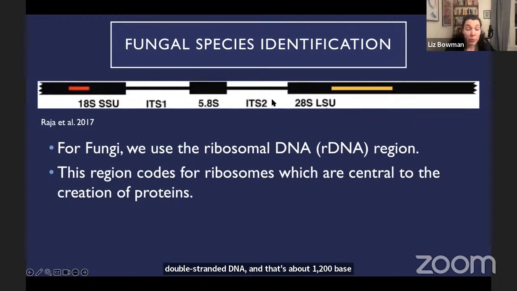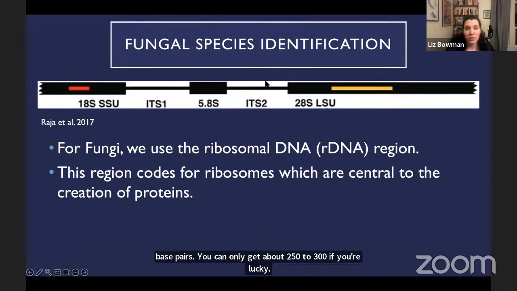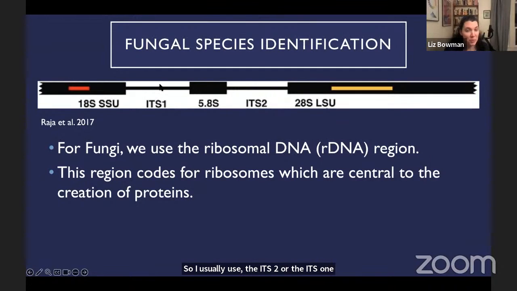It'll sequence forward and reverse, giving me double-stranded DNA, and that's about 1,200 base pairs. When I do Illumina, though, you can't sequence 1,200 base pairs. You can only get about 250 to 300 if you're lucky. So I usually use the ITS2 or the ITS1 region, and I get about 250 base pairs. It depends. If you use nanopore, you can get 4 million bases, I think it was. So it depends on what you're looking for. But if you're just doing this ITS region, it's about 1,200 bases.